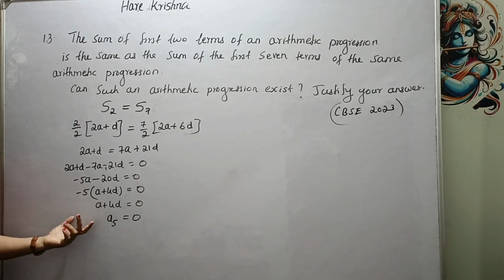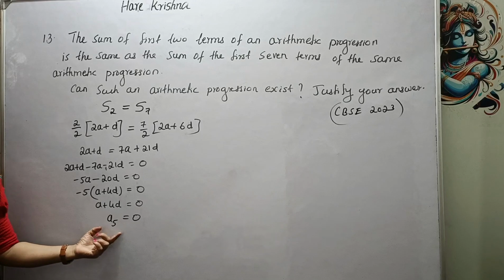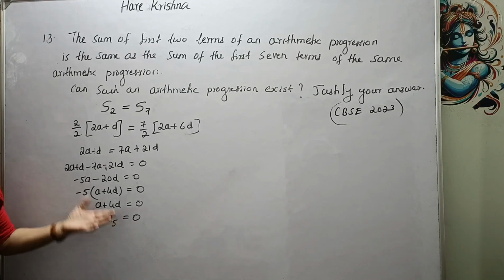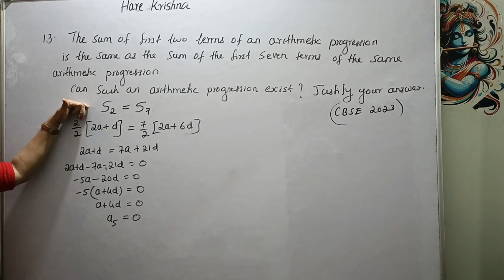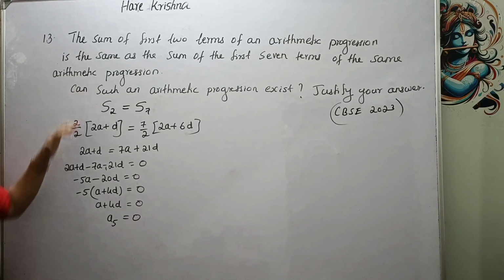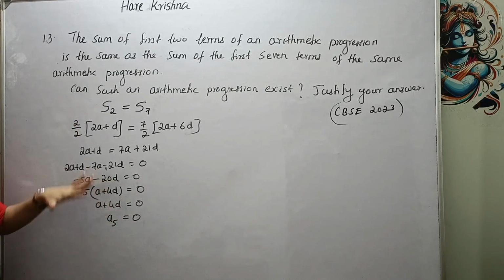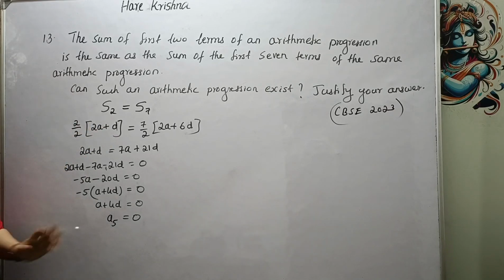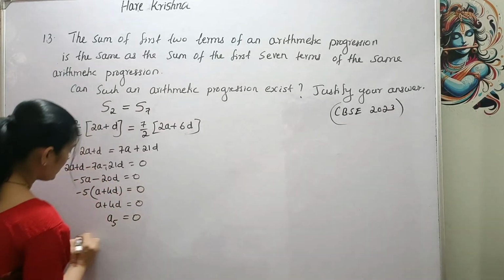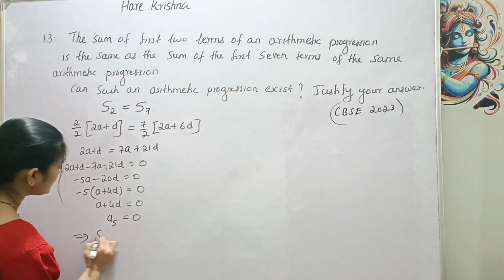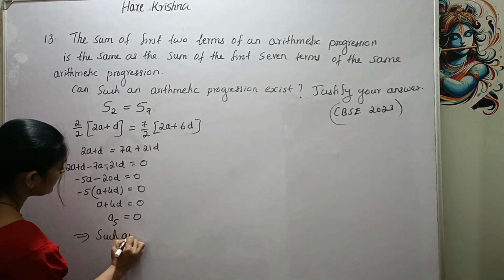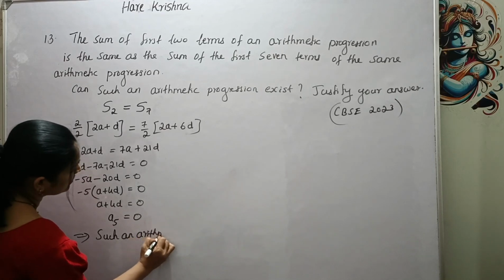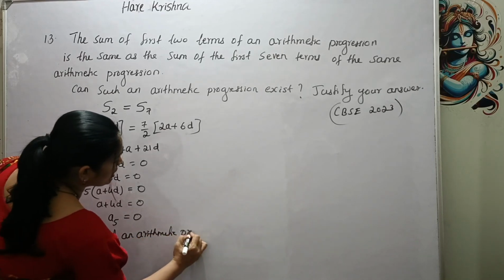So it can be possible, right? So if the fifth term is 0, then the sum of the first two terms and the sum of the first 7 terms of an AP are equal. So it can be possible and we can write that such an arithmetic progression exists. This implies arithmetic progression exists.